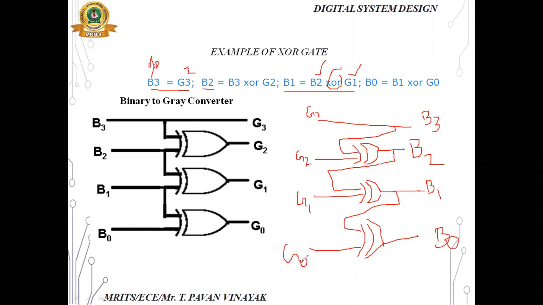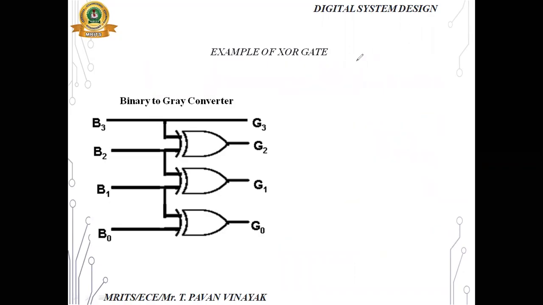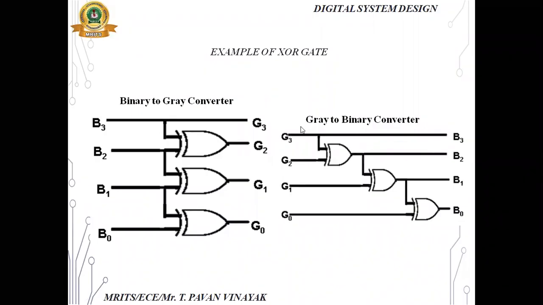Okay. This is the XOR gate operation, binary to gray, gray to binary. See the circuit, gray to binary. Okay, this is the circuit.